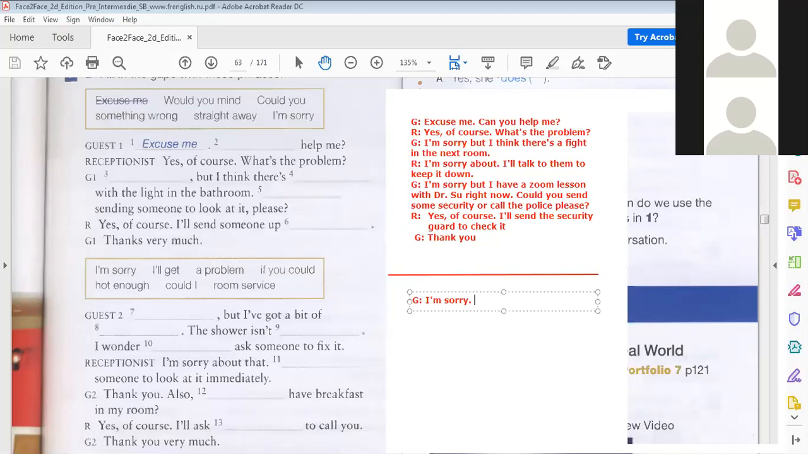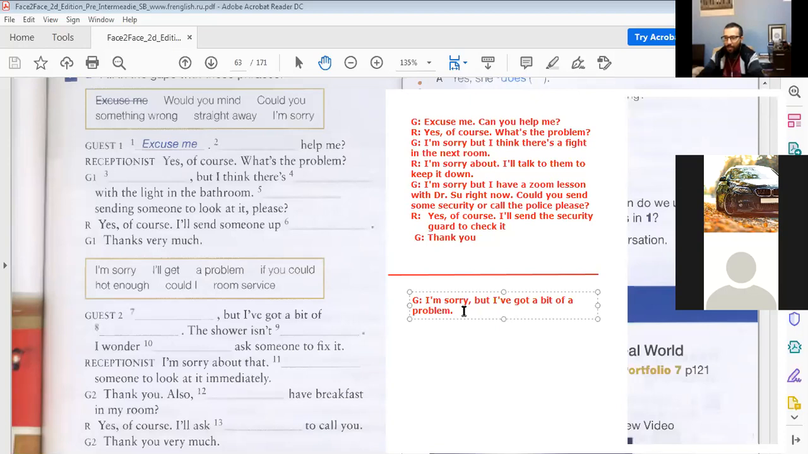I think I have a problem. Yeah, you can use the same one, but now instead of the shower, let's think of another problem. Maybe the air condition doesn't work. Maybe this is a common problem, I think, especially if it's a hot country.